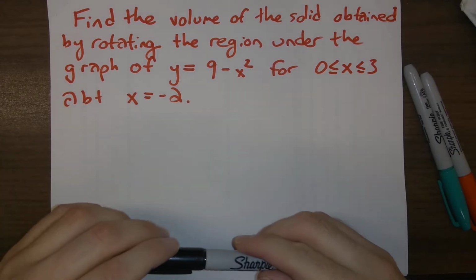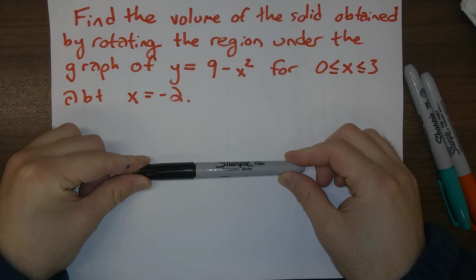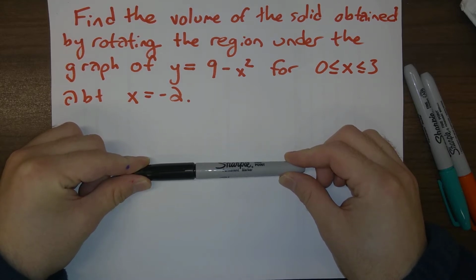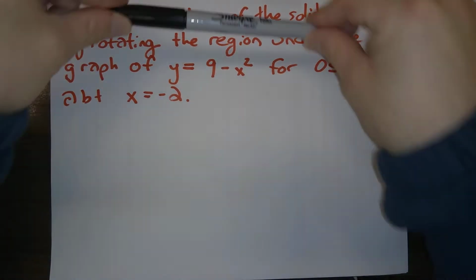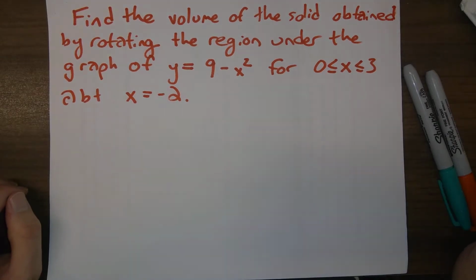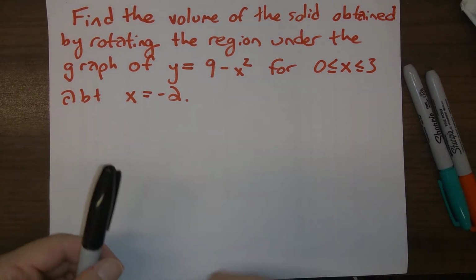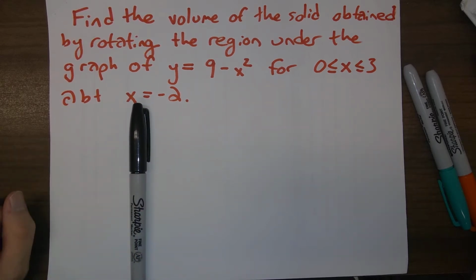In section 6.3, we started off with our problems being rotating around the x-axis, and then we switched it up to be some other horizontal lines. For example, y is equal to something negative, y is equal to something positive. We generalized the method to be about rotating about different horizontal lines. In section 6.4, the shell method, we started off by talking about rotating around the y-axis, a vertical line.